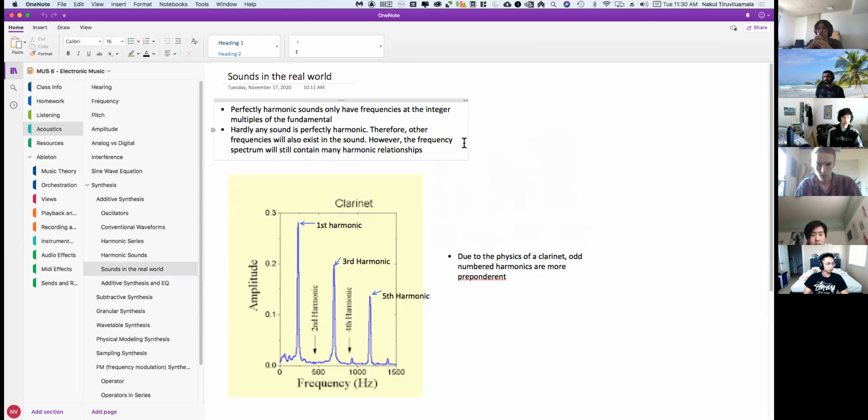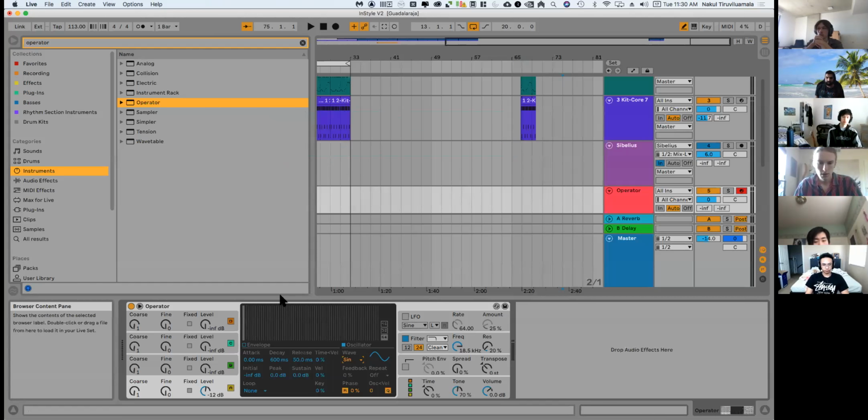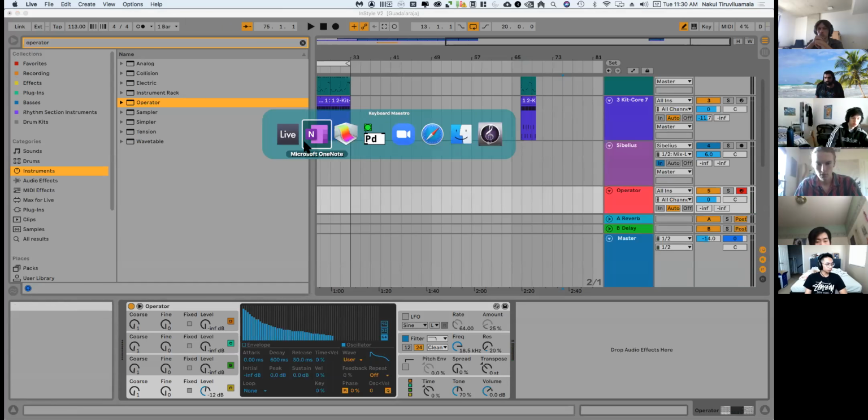The reason it's not completely correct is that sounds in the real world are not totally harmonic. What I mean by that is, basically every single thing that this algorithm is generating is completely harmonic. Meaning every single frequency that's in this picture is going to be a multiple of this first frequency. This is a perfectly harmonic sound, right? But sounds in the real world are not perfectly harmonic.